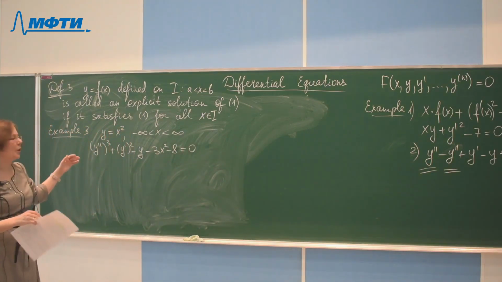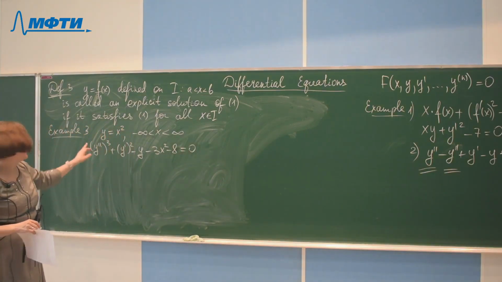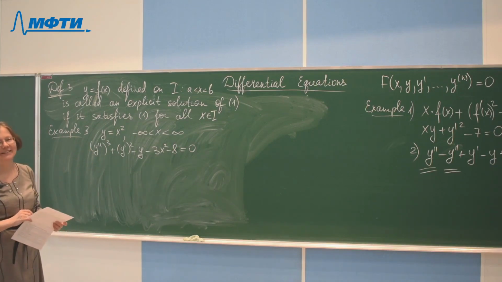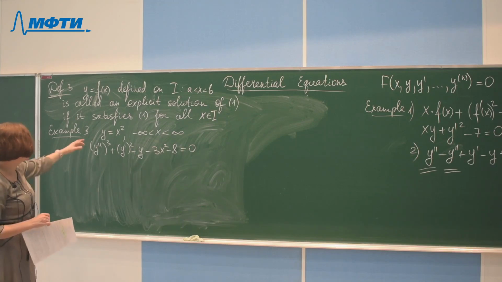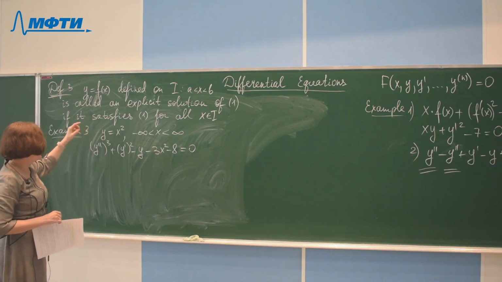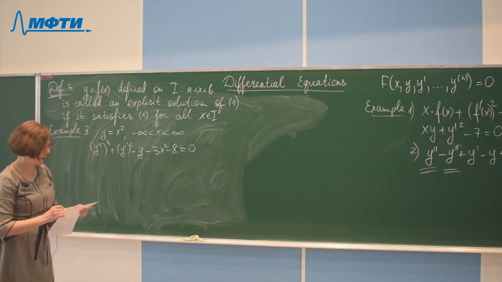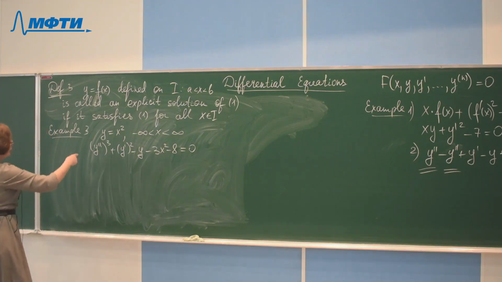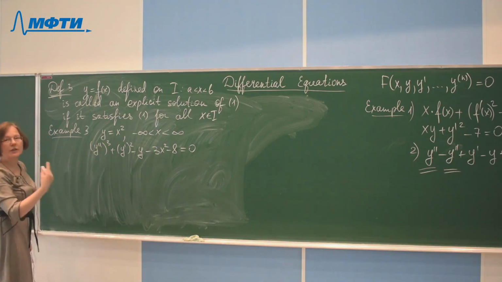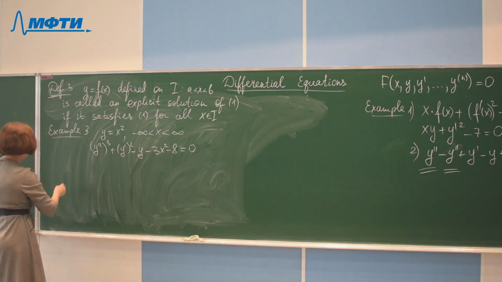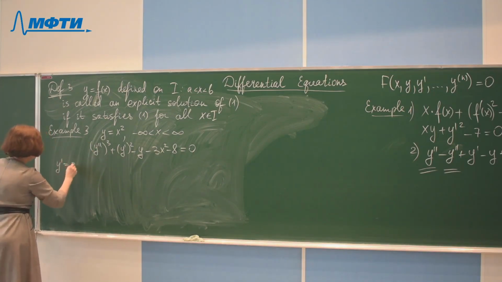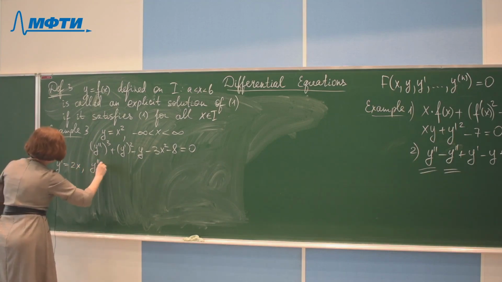What is the order of this equation? This one? 2, right. This is a differential equation of order 2. Let's check whether this function is a solution of this differential equation. To do this, we should find the derivatives of this function and substitute them into our equation. So y prime will be 2x and y double prime is equal to 2.